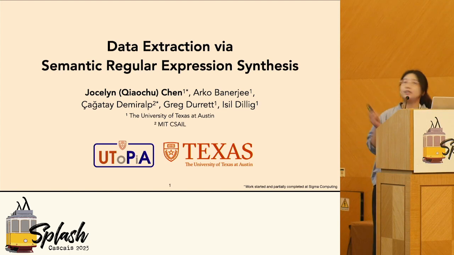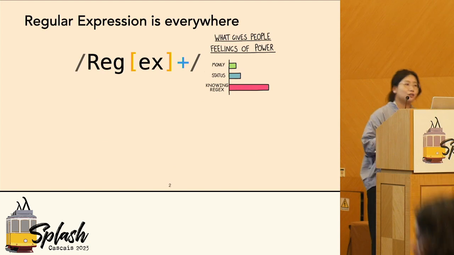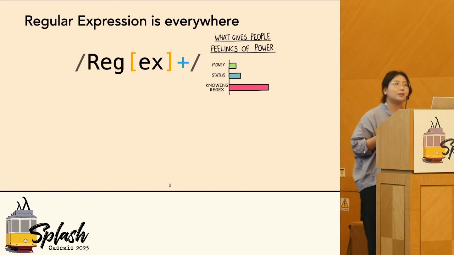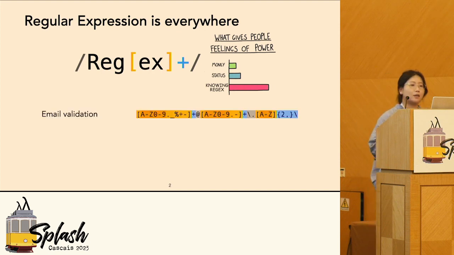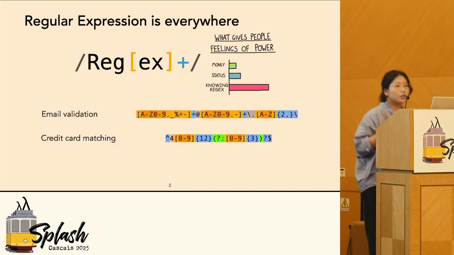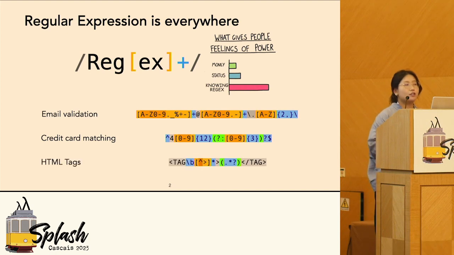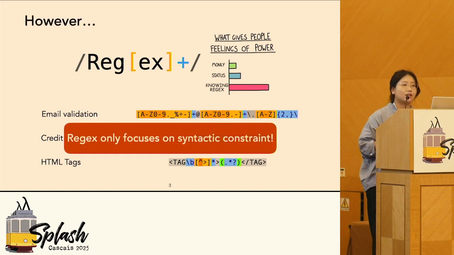So first of all, let's start with talking about regex. Of course, as we all know, regex is everywhere, and it's very commonly applied in applications such as email validation, credit card matching, and also matching on HTML tags. However, there's one issue. As you can notice, all of these tasks focus on matching syntactic constraints.